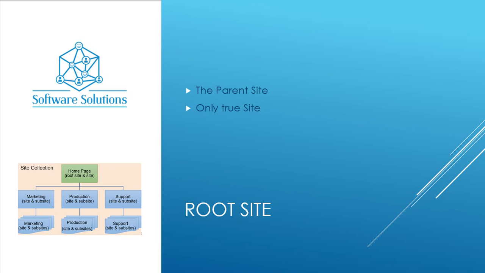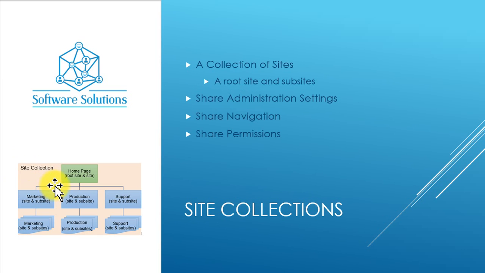A site collection, as the name implies, is actually a collection of SharePoint sites. It includes a root site, as we see here in green, and it also includes subsites, as we see here in blue. A site collection is the sharing of the navigation settings and the sharing of the permissions. Typically, the parent site or the root site contains the navigation settings and the permissions that are the admin settings by default for the subsites. These can be customized, but a subsite carries those settings from the parent site.